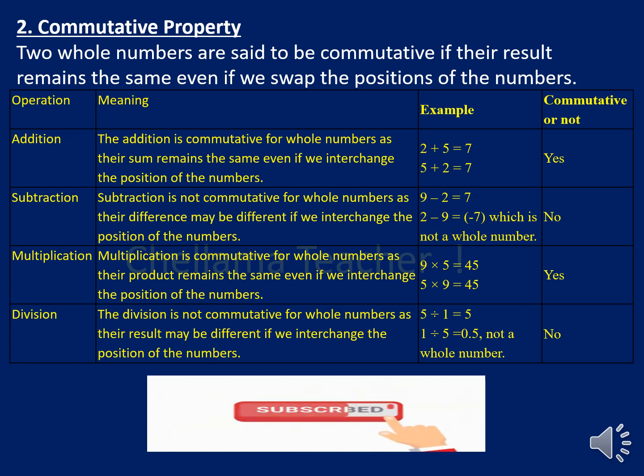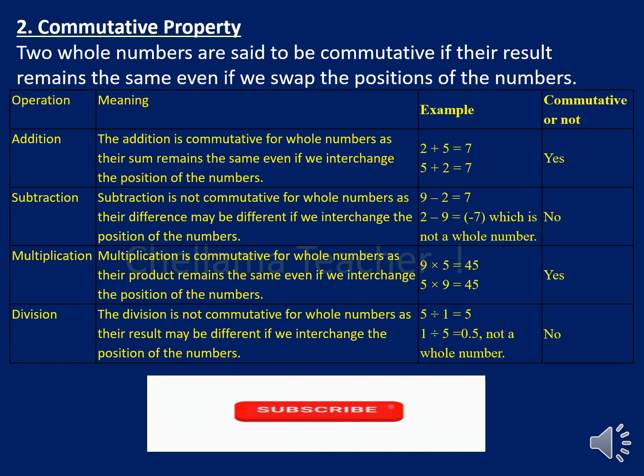Next is subtraction. Subtraction is not commutative for whole numbers as their difference may be different if we interchange the position of the numbers. Let us consider one example. That is 9 minus 2 equal to 7. 2 minus 9 is equal to minus 7, which is not a whole number. So, subtraction is not commutative for whole numbers.